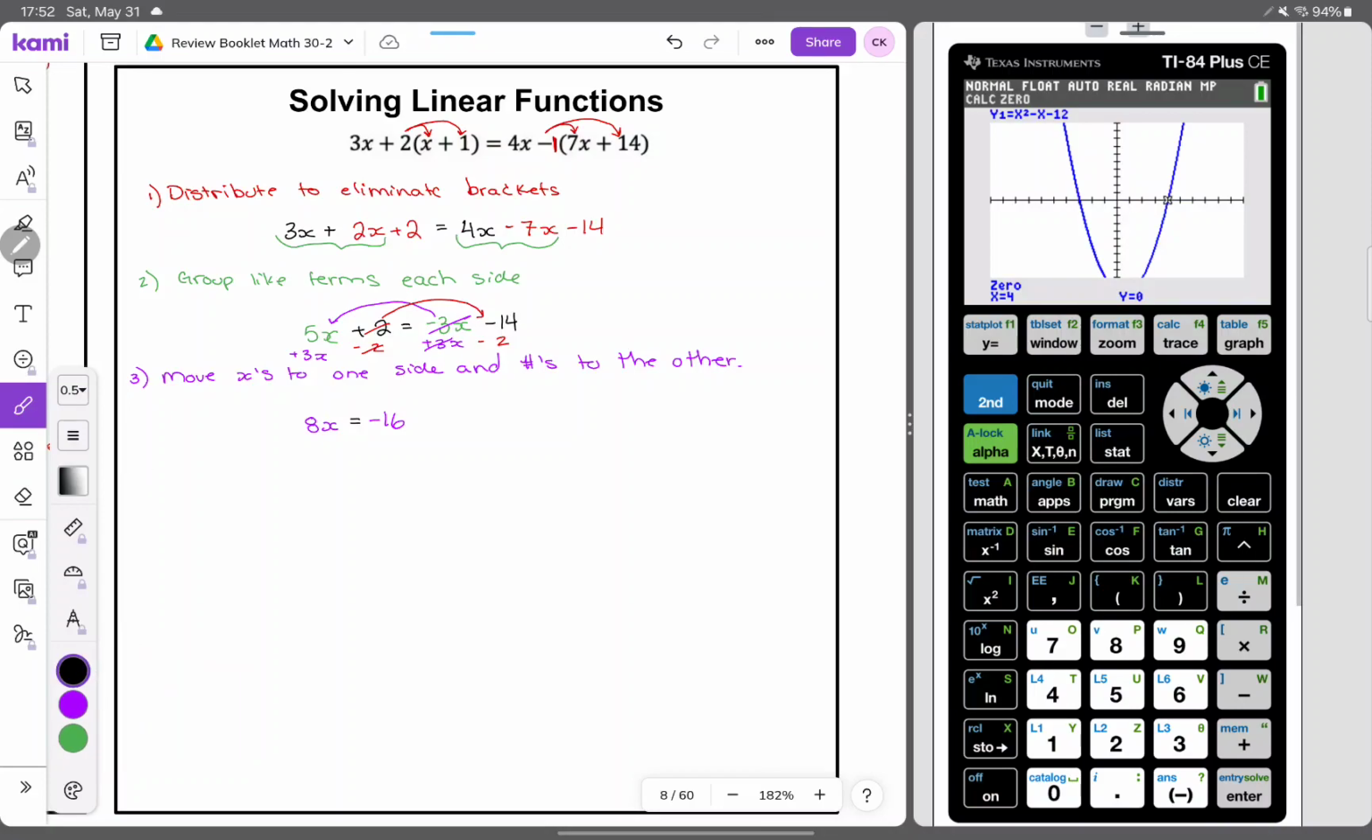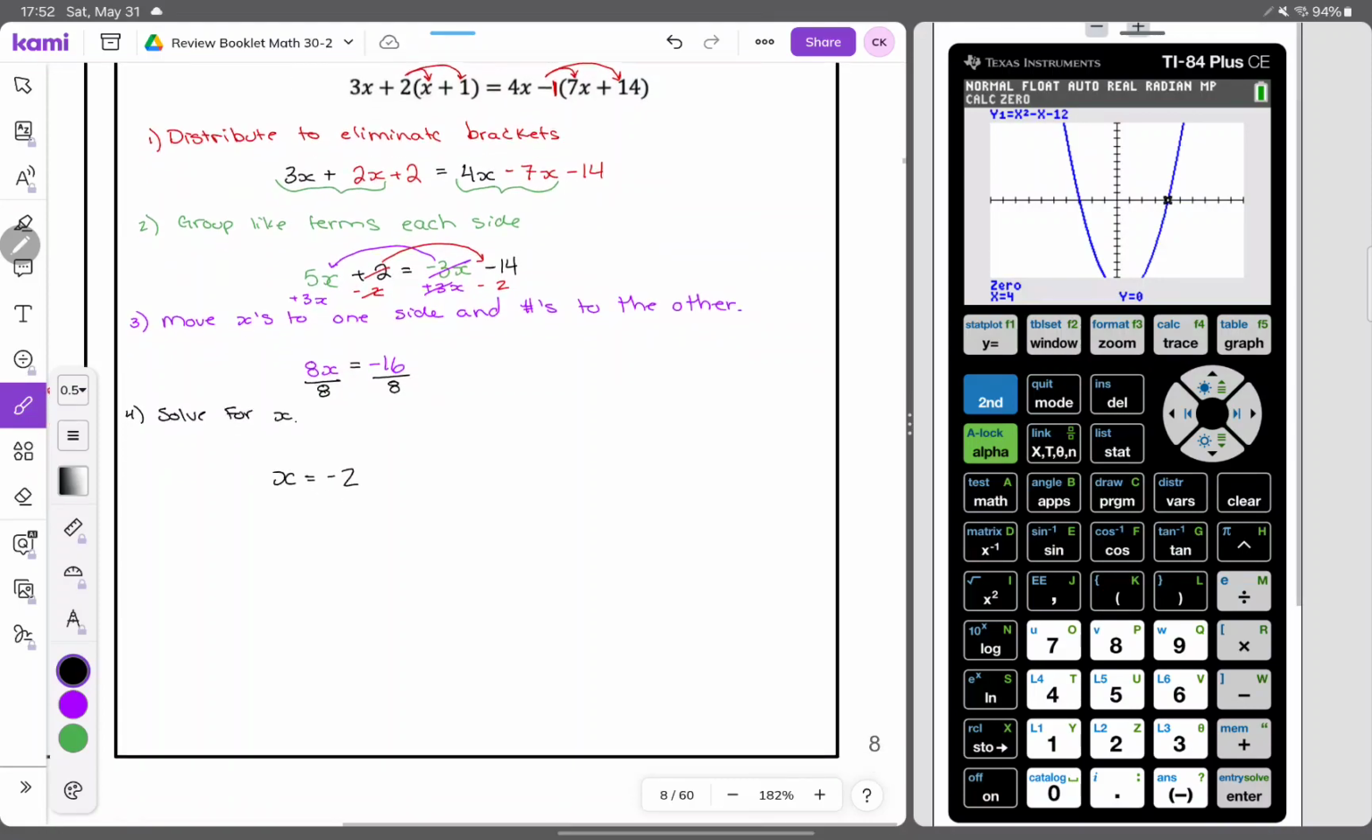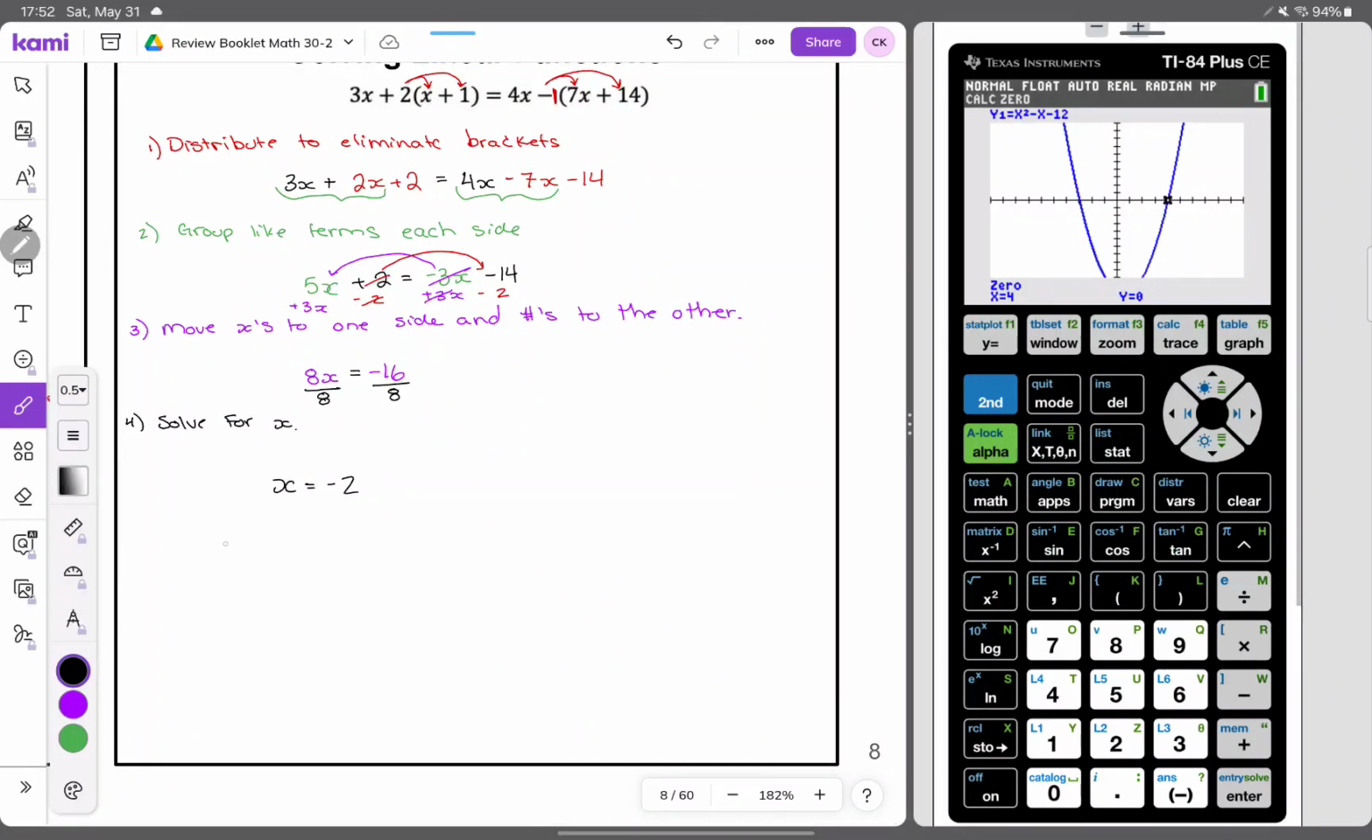And finally, we can solve for x. I only have one x now, it's all on one side. So to solve for x here, I just have to divide both sides by 8. So x equals -2. Remember, you can always verify any algebra question. You just want to make sure that your left-hand side equals your right-hand side when you sub in the answer that you think is right.